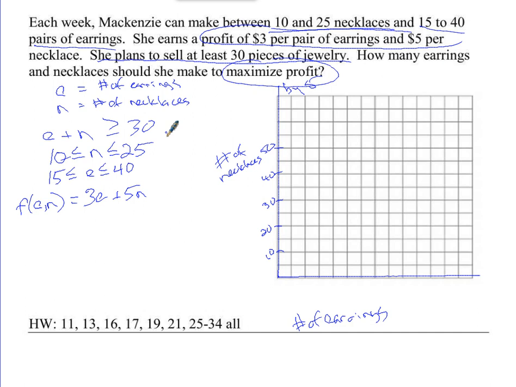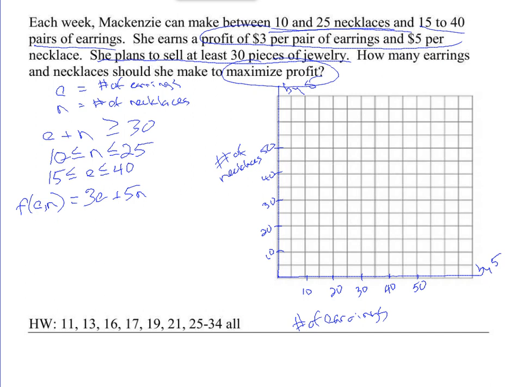What's a good scale for my earring axis? By fives again is fine. And then mark it. All right, we have a scale. We know where our variables are. We're ready to graph. So go ahead and do that.